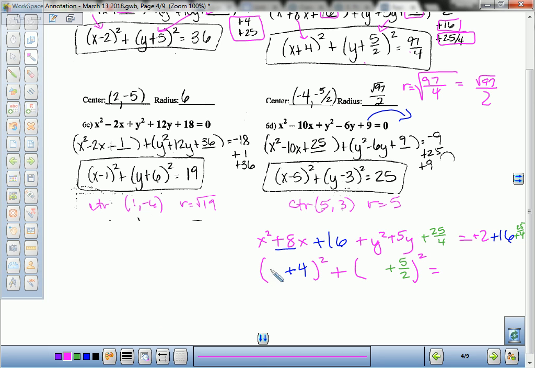So this becomes x plus 4 squared. That trinomial factors to this binomial squared. This becomes y plus 5 halves. This trinomial factors to this binomial squared. And that's the form we want it in so we can find our center, which is opposite, opposite. All right, so here we're going to add, this is 18, but this is over 4. If I multiply by 4 over 4, I get 72 plus 25 is 97 fourths.